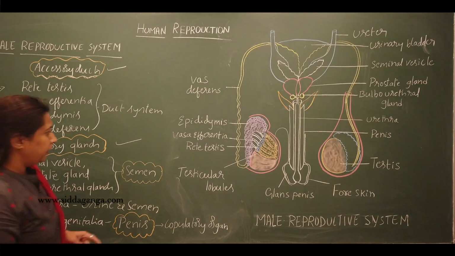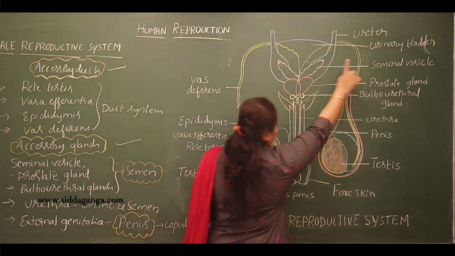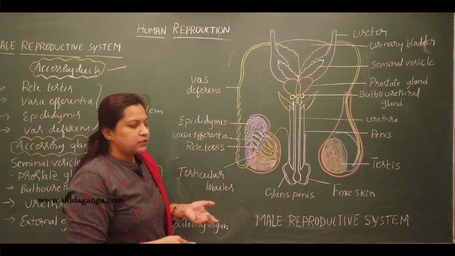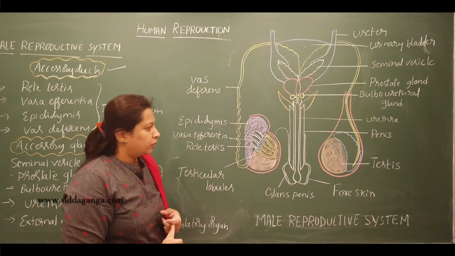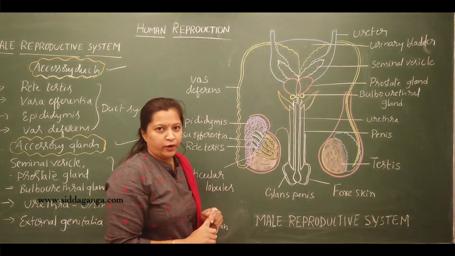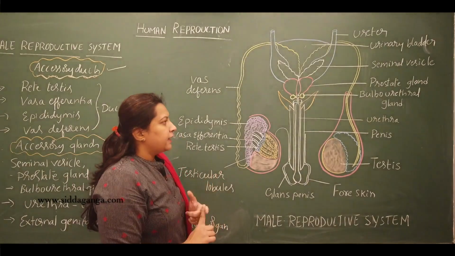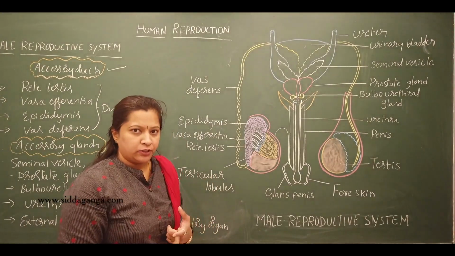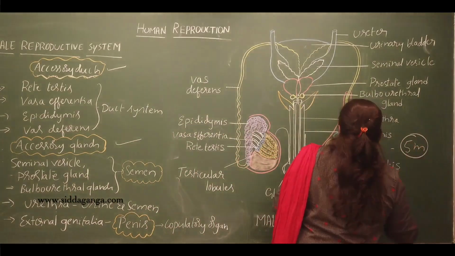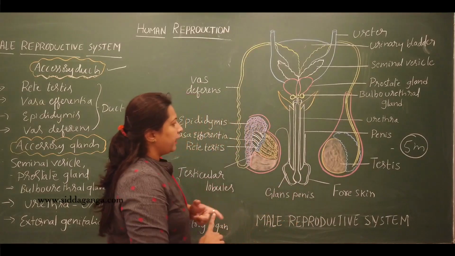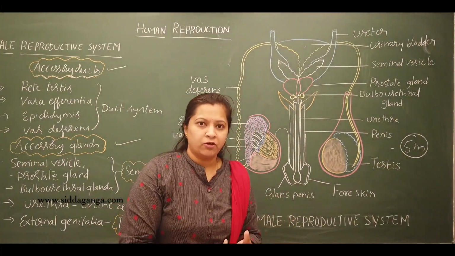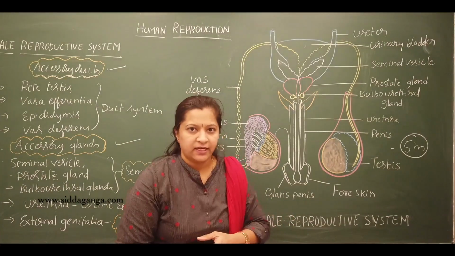Let us see the diagram of the male reproductive system. This diagram is very important. It may be asked in your board exam: draw a neat labelled diagram of the male reproductive system, and this diagram carries 5 marks. The male reproductive system consists of both primary sex organs as well as secondary sex organs.